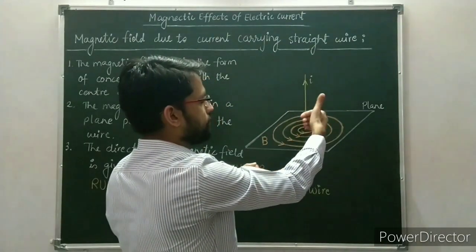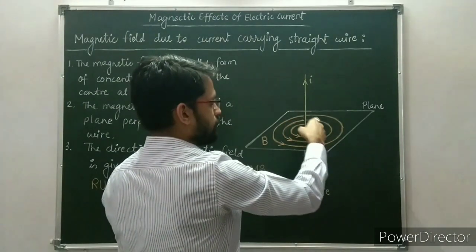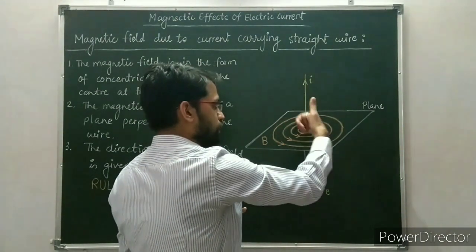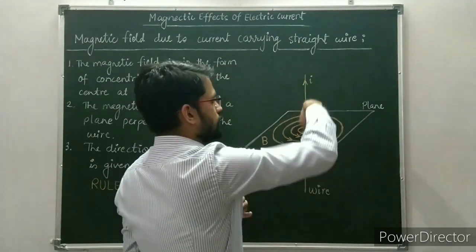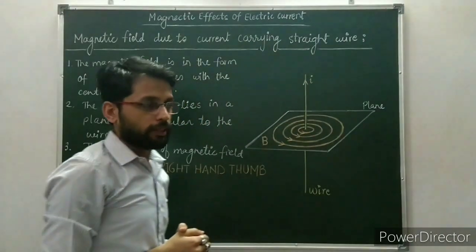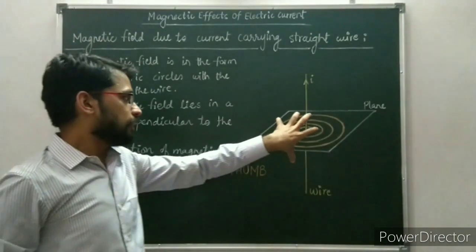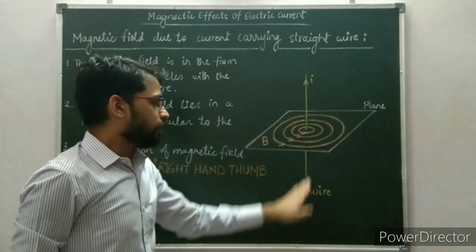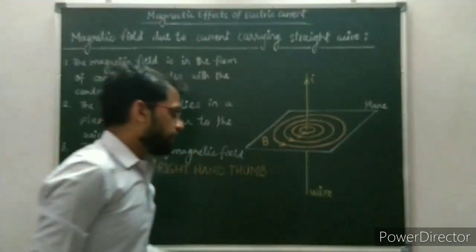So my remaining fingers are curling in this direction, which means the magnetic field lines would be in the direction of the curling of my fingers, meaning anti-clockwise as seen from above. So this is how we can define the magnetic field around a straight wire. Note it down.